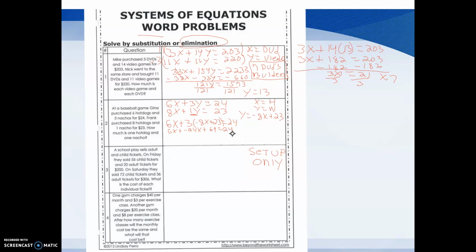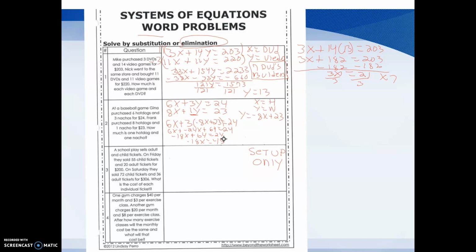6x and negative 24x would give me negative 18x. Okay. Plus 69 equals 24. Alright, so I am going to subtract 69 from both sides. So I got negative 18x. I'm just kind of skipping a step real quick. Then I'm going to divide.